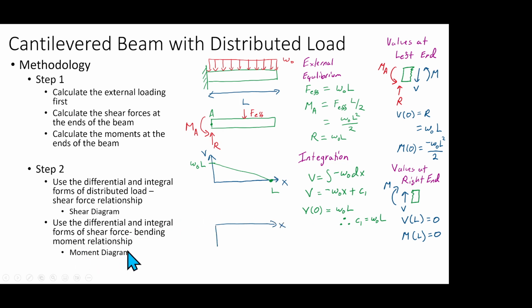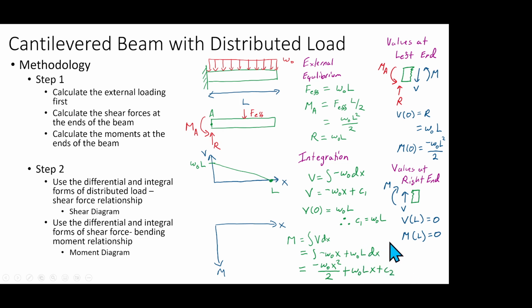Let's go further and use the integral form for the shear force bending moment relationship and create the moment diagram. So here's the diagram, unpopulated at this point. The moment is going to be equal to an integral of the shear force dx. Well, what is the shear force? We have an expression now, right? It's minus W naught x plus W naught L. So we can do the integration, or we can do substitution and then perform integration here. And this is going to give us minus W naught x squared over 2 plus W naught Lx plus another constant.